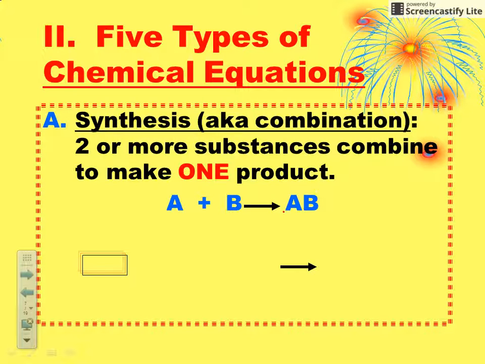This is one product. You could also have something like a tertiary compound forming, like A plus B plus C, if you will, and they all form one compound, ABC. So that will be one product. It's easy to recognize a synthesis reaction in that it does only have one product. You can abbreviate synthesis, if you would like to abbreviate it, SYN.